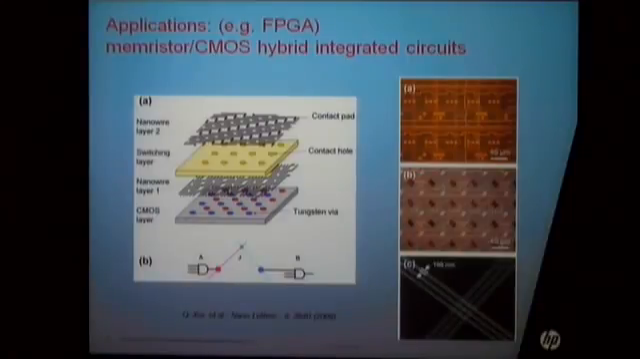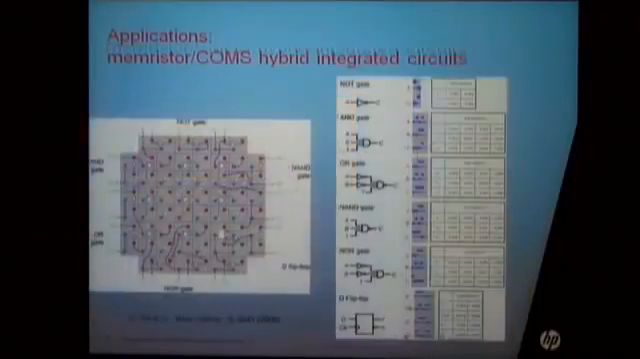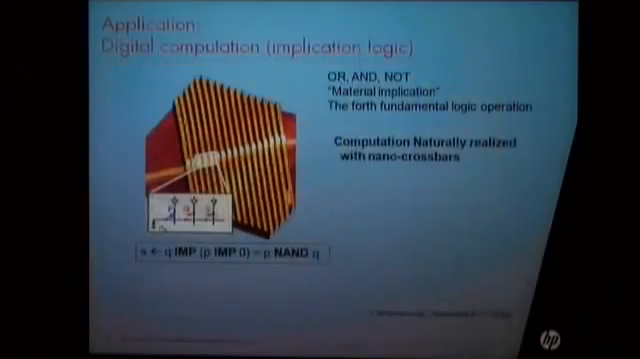This is the CMOS chip. This is the CMOS chip with the memristive layer on top of that. These are the vias. So these are the electrical measurement results from the hybrid circuit we built. And by switching the memristive devices on and off, we can reconfigure the connection patterns of the CMOS devices, giving us many different logic operations.